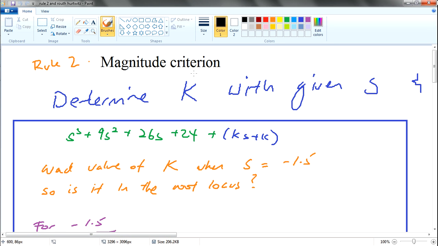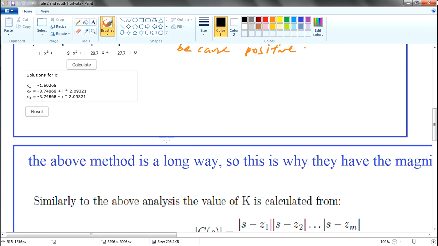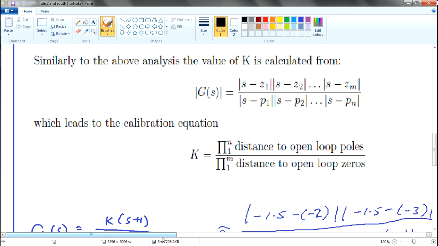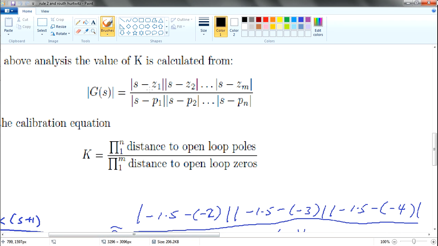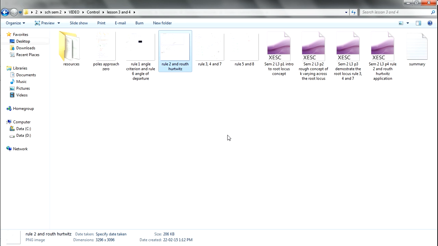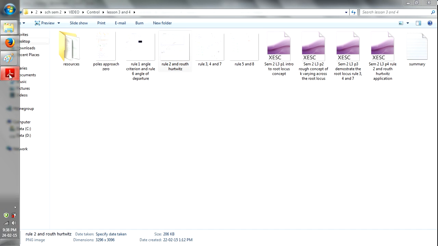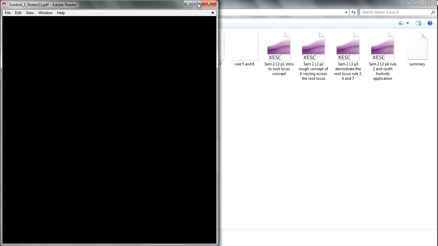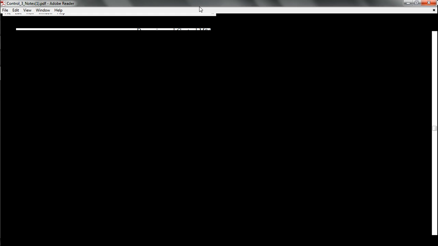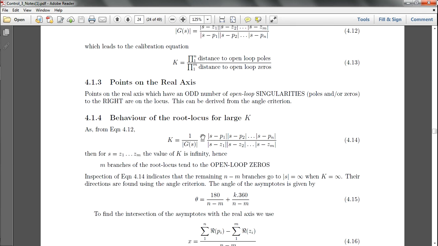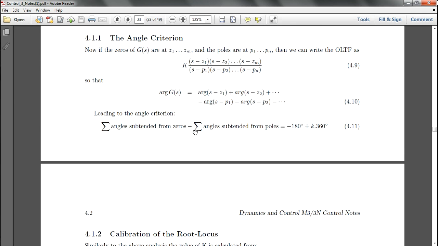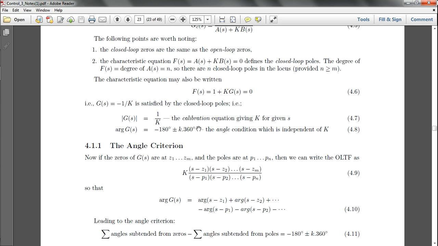And then this rule 2, as you can see, is whatever distance from your chosen s values to wherever your poles and zeros are. It's all the distance to open loop poles or distance to open loop zeros, that's all. Nonetheless, the angle criterion is whatever angles to the poles and whatever angles to the zeros. So this is the standard rule.